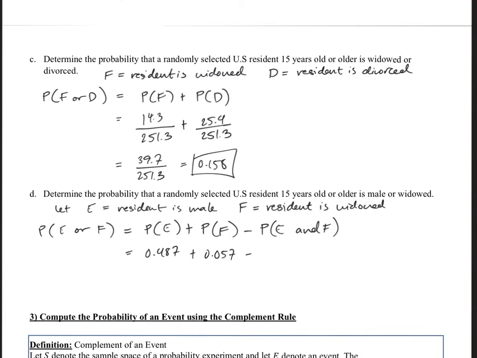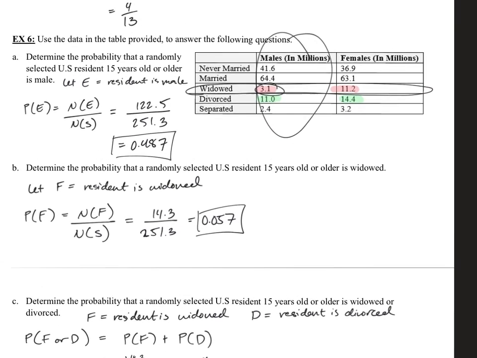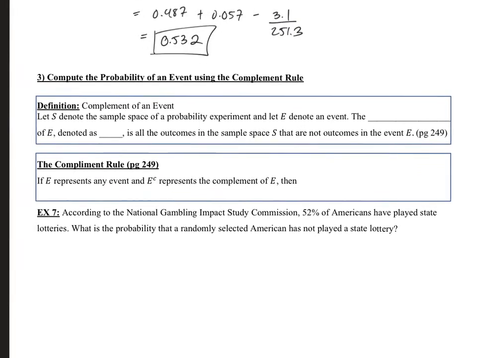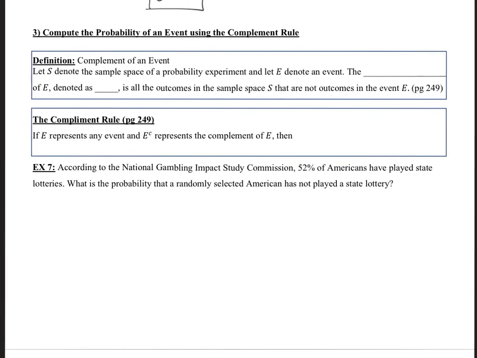Now we need to take away the probability of them being widowed and male. So the probability of being widowed and male is 3.1 out of the 251.3. Notice we already did that for these values, so we have to do that for our last one here. And then subtracting away and adding with our calculators, we'll get 0.532. Alright, a little tricky, but you can keep things organized.